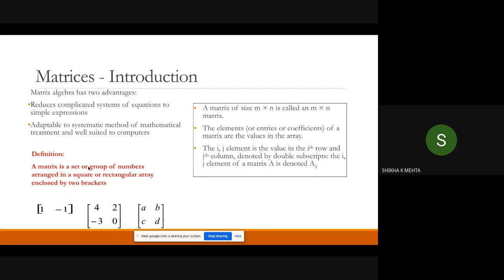So what is matrix algebra? It basically helps in reducing the system of equations to simple expressions, and we can adapt some systematic methods for solving certain problems. And when we work with machine learning algorithms, most of the data, that is all the data, is represented in the form of matrices only. Matrices have rows and columns. Rows are the tuples, columns are the attributes or dimensions that we have in any of the data sets.